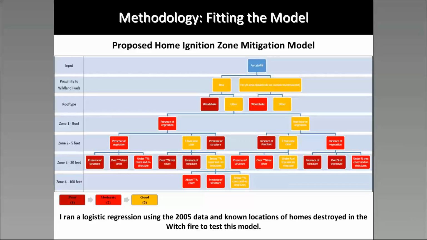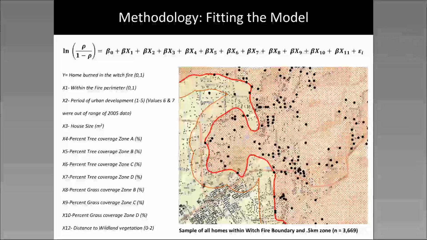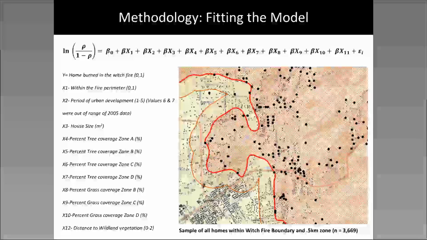We used known locations of homes that were destroyed in the Witch Fire in 2007, and our imagery and GIS analysis for those homes just before the fire. I then ran a binary logistic regression to find whether or not each of these factors could have influenced the loss or survival of a home. All these black dots here are the homes that were destroyed, and you can see around them lots of homes that survived. We included a 0.5 kilometer buffer to account for embers that could be landing on these homes. Overall, in our sample, there were 3,669 structures. And as you can see down here, these are all the different things that we put into the model.